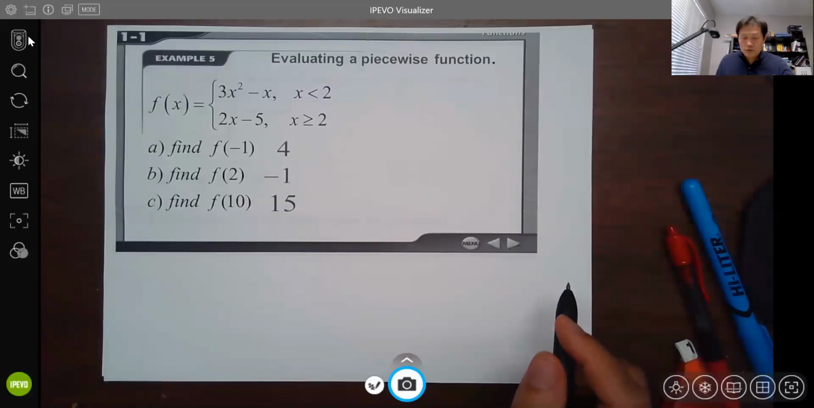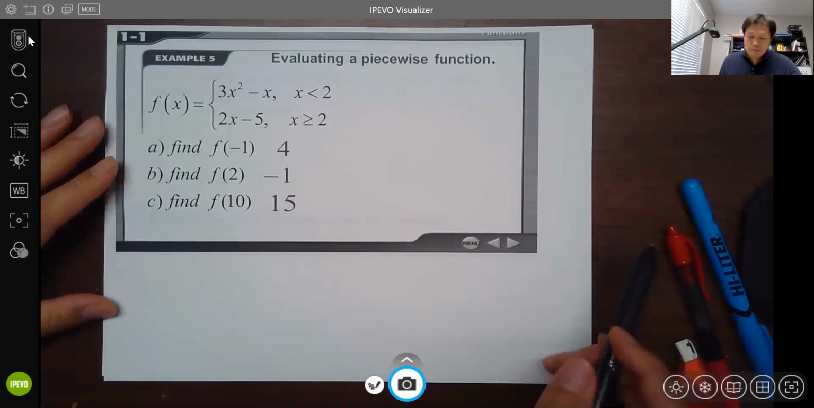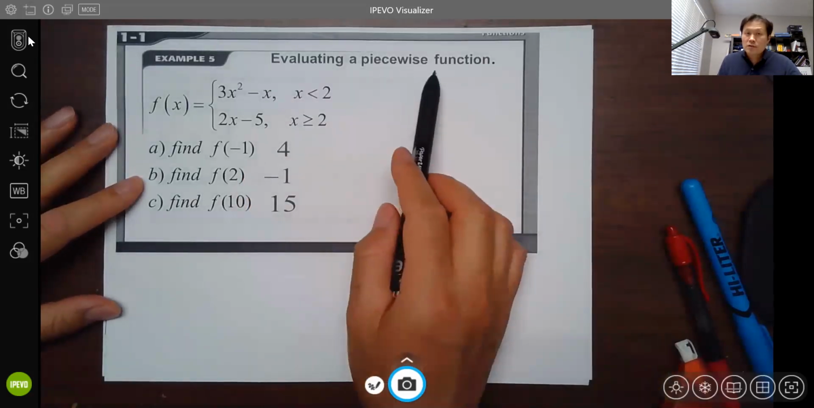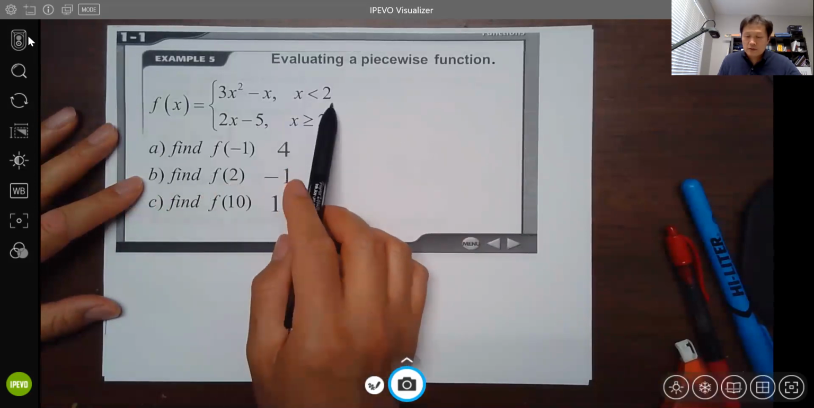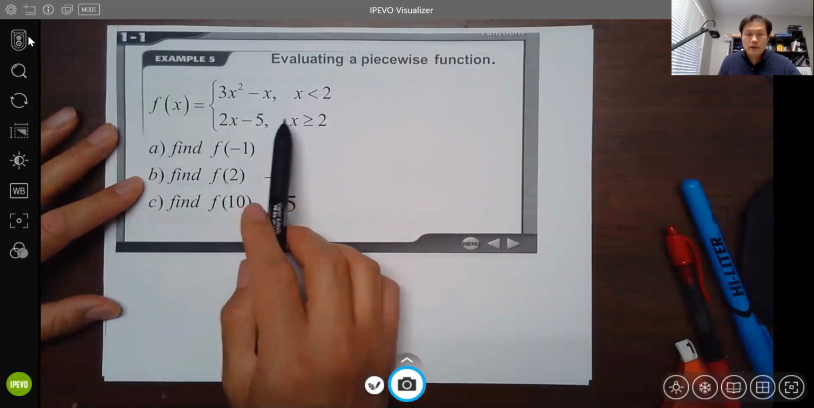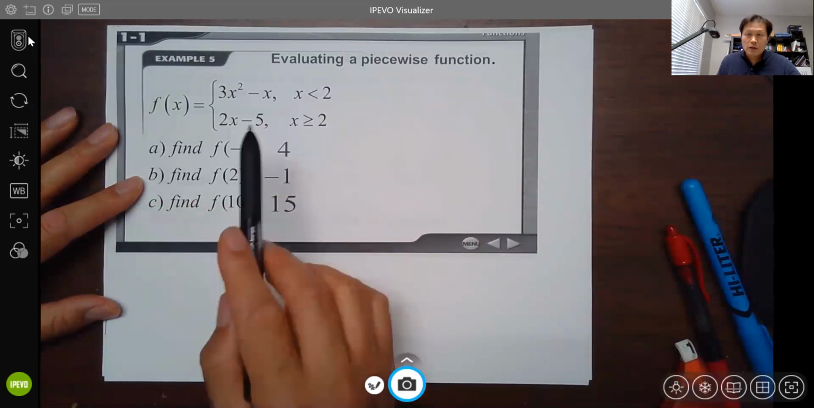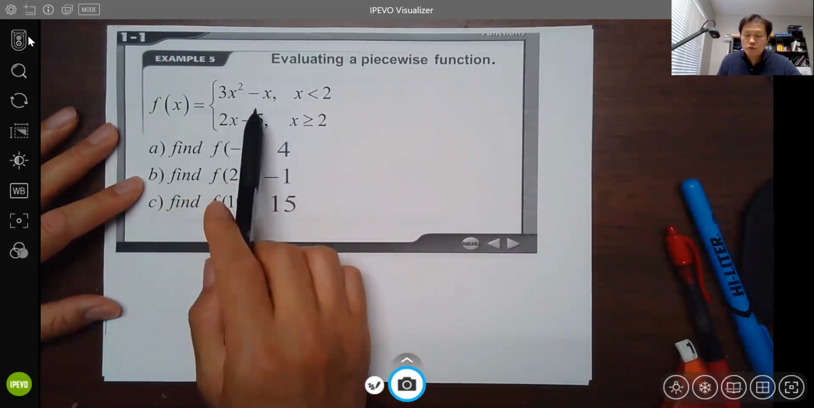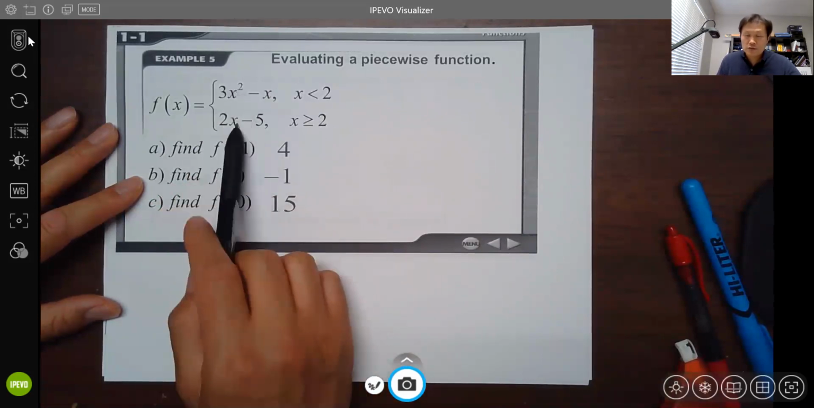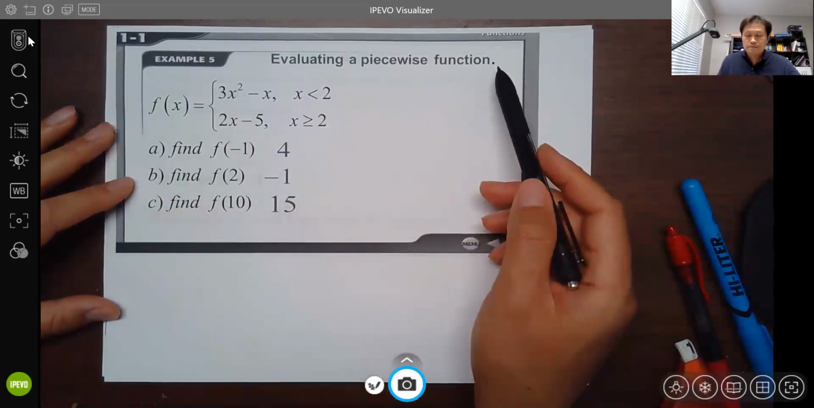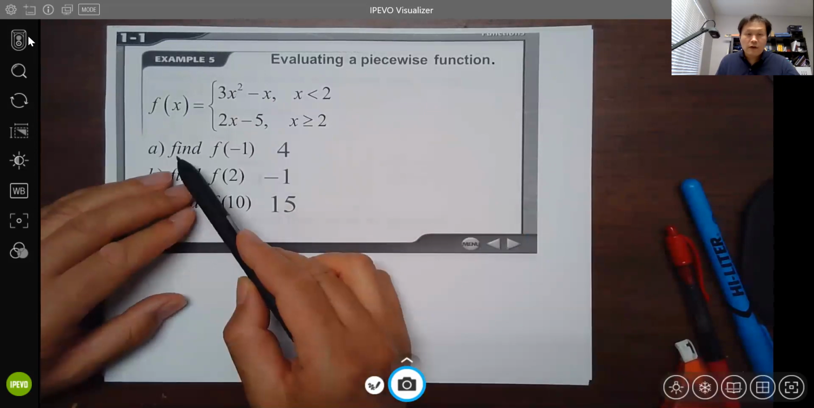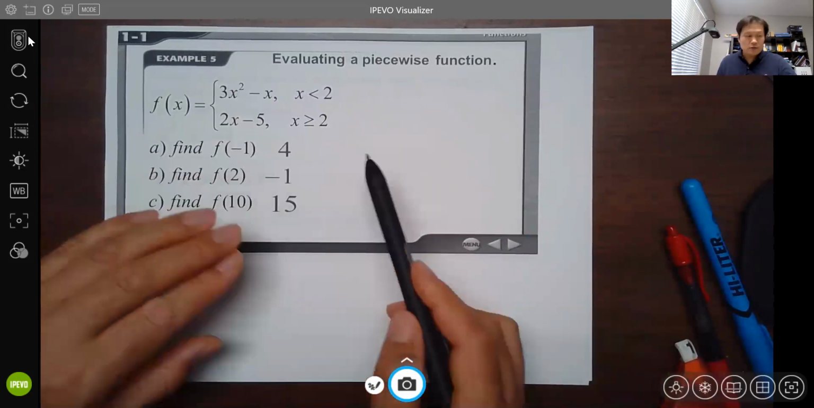Function 1.1, example 5. Evaluate a piecewise function. F of x equals this, x is less than 2. F of x equals this, x is greater than or equal to 2. As you can see, there are two function definitions, so we call that a piecewise function. So the question is, find f of minus 1.